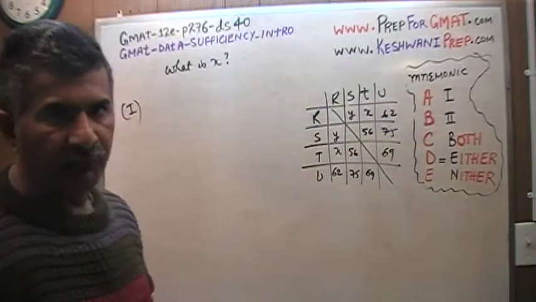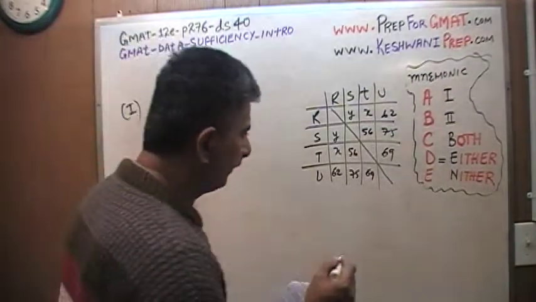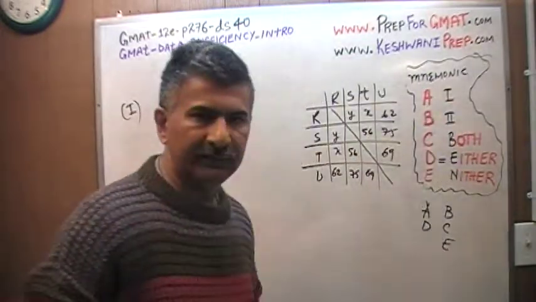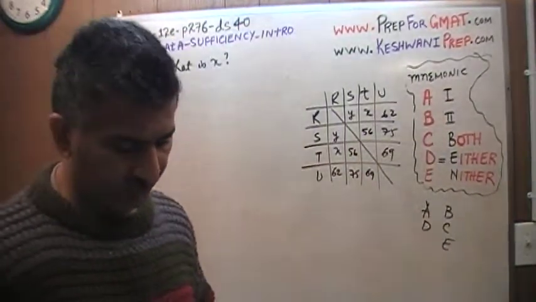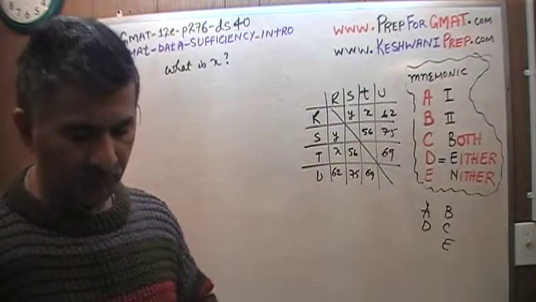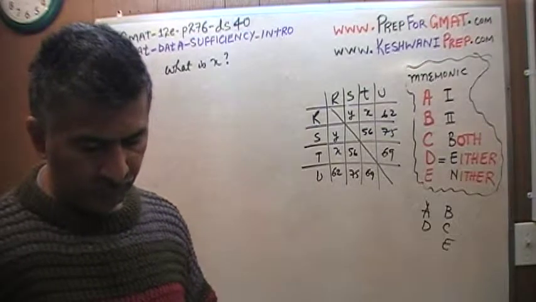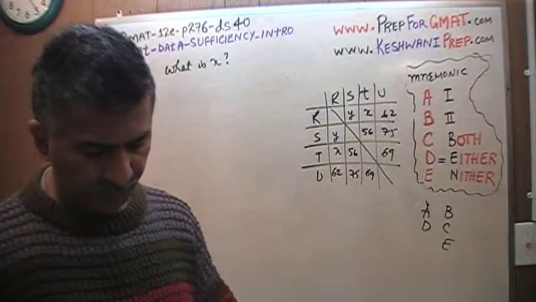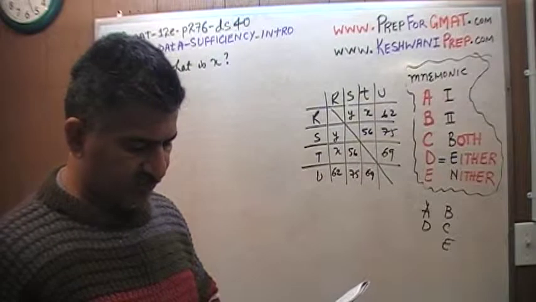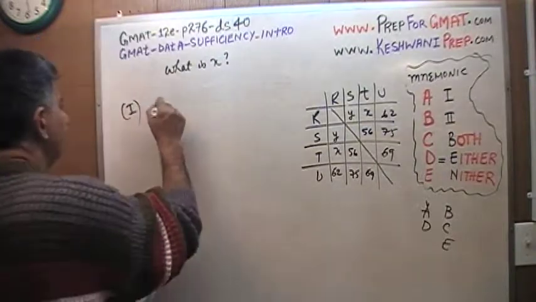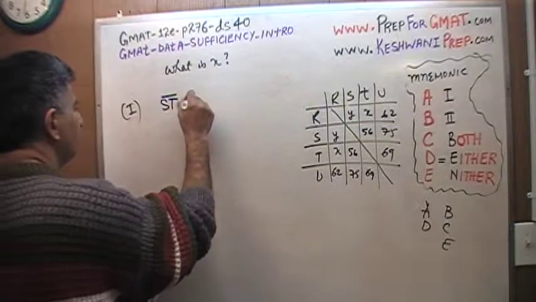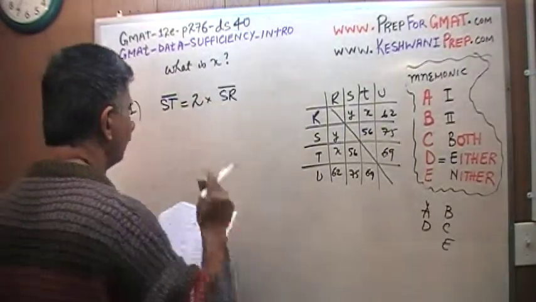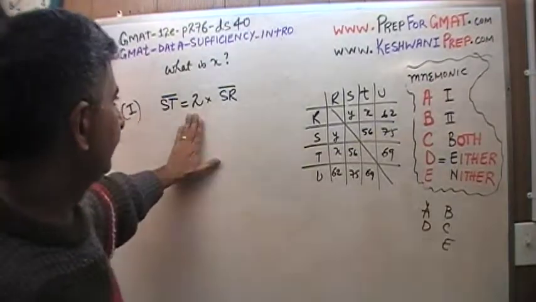Since this is a data sufficiency problem, before we do any work at all, let's put down here AD, BCE, so that we can keep track of our inventory of the answers that are left over. Statement number 1 says, by most direct route the distance from S to T is twice the distance from S to R. The question is, is that information going to be enough to figure out the value of X?